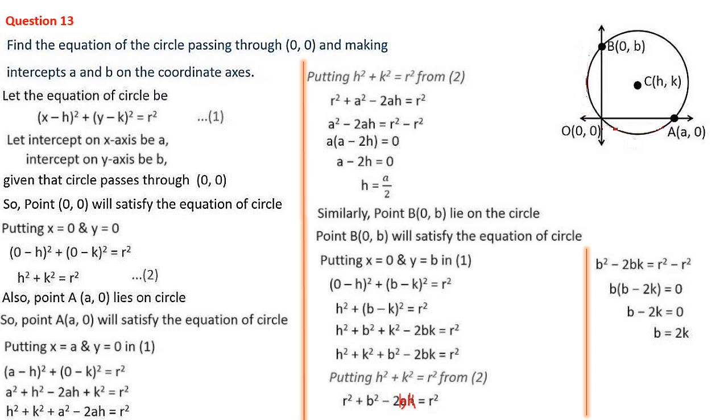So b minus 2k is equal to 0 when we equate. So b is equal to, this minus 2k will be going there, it comes as plus 2k. Then k only we want, k is equal to, this 2 will be coming to the left side, that is b divided by 2. So h we have got a by 2, k we have got b by 2. So center we have got. Now we have to find out the radius for finding the equation of the circle.